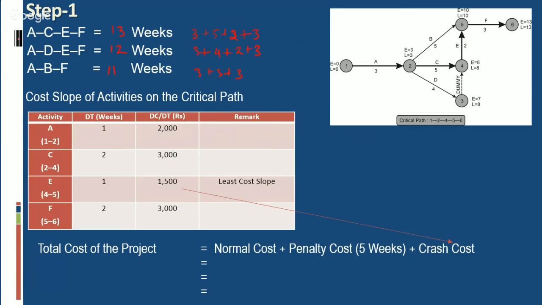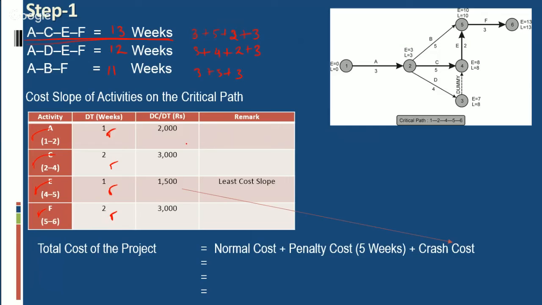First of all, we will crash our activities lying on the critical path, and we can crash maximum by 1 week. The activities lying on the critical path are A, C, E, and F. A can be crashed maximum by 1 week. C can be crashed by maximum 2 weeks. Similarly, E by 1 week and F by 2 weeks.